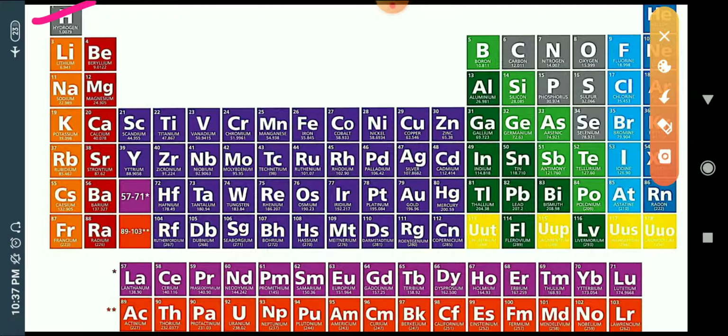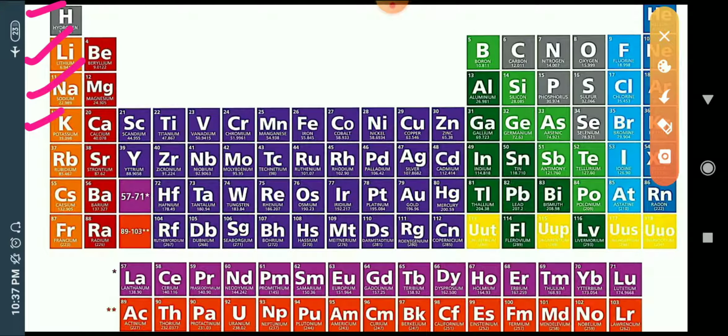This is the first period, containing two elements, hydrogen and helium. So the first period contains hydrogen and helium. Similarly, this is the second period, this is the third period, this is the fourth period, this is the fifth period, this is the sixth period, this is the seventh period.